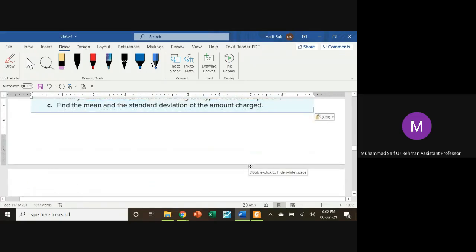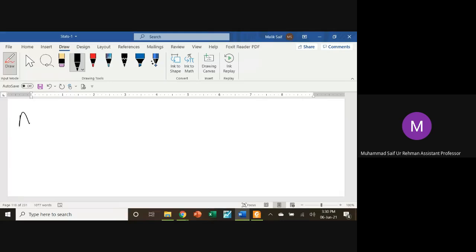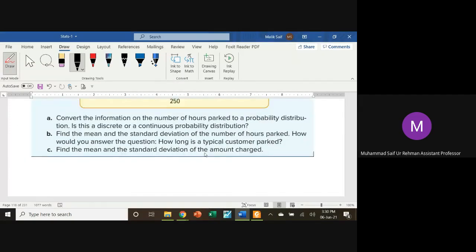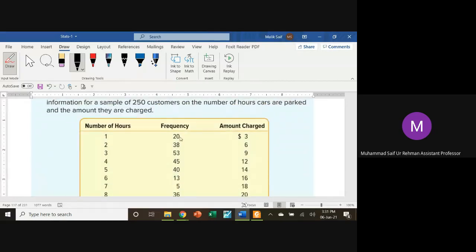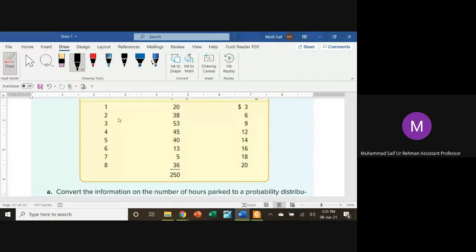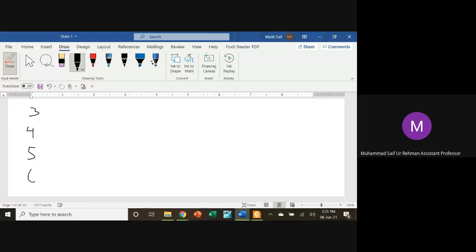So how can you convert this information into the form of a probability distribution? First of all, write down number of hours, and the next column will be for frequency, which you may write as F or completely as frequency. As you are interested in the number of hours, not the amount charged, write these values in column 1: 1, 2, 3, 4, 5, 6, 7, and 8.